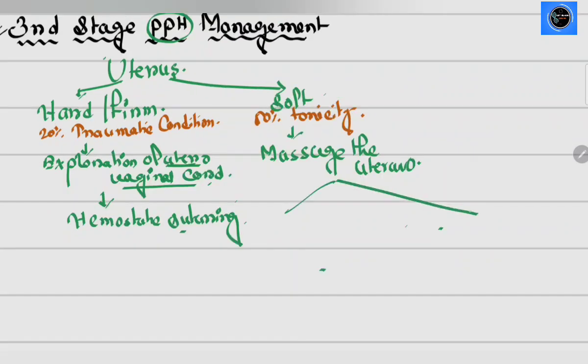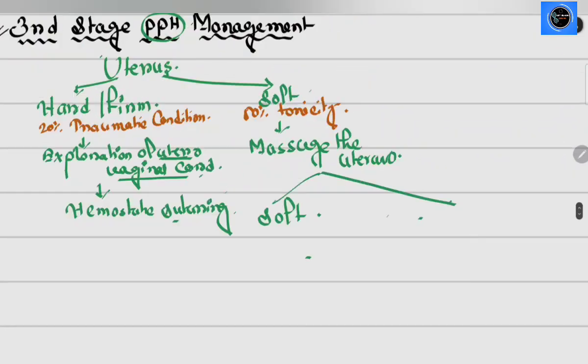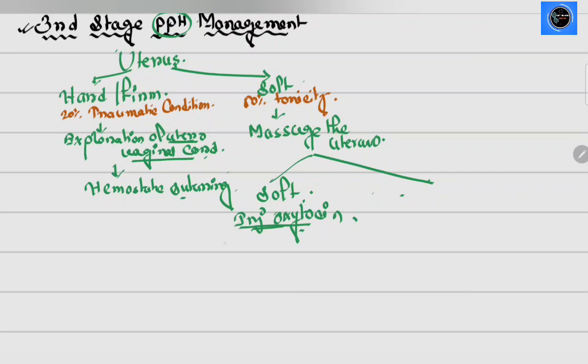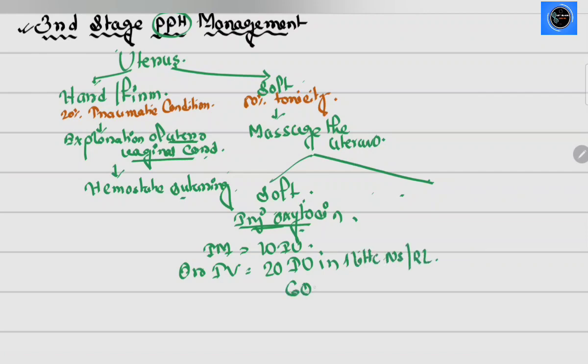After massaging the uterus, if you feel the uterus is still soft, you can give injection oxytocin. When you give oxytocin through IM, you can give 10 international units. But when you give oxytocin through IV, you can give 20 international units in 1 liter NS or RL, and the flow rate is 60 drops per minute.